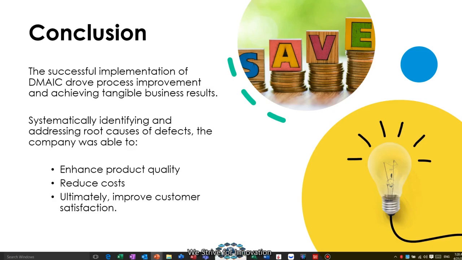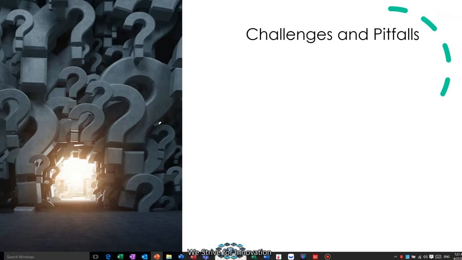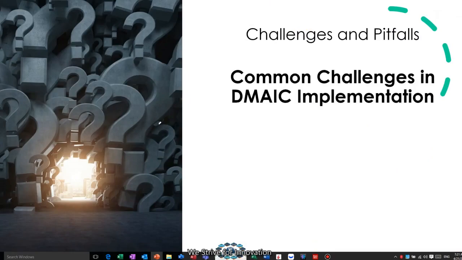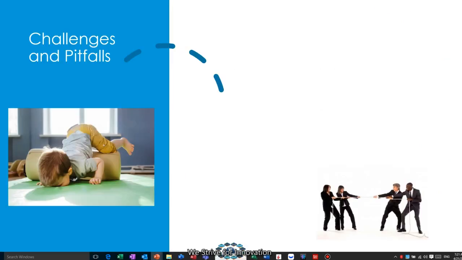You have to remember, in every methodology you apply or any kind of system you apply to improve the process, there are going to be challenges and pitfalls, and that's something very normal that you have to expect. For example, challenges and pitfalls. You will have what we call resistance to change from employees, especially the old timers. They don't want somebody to tell them how to run their business.